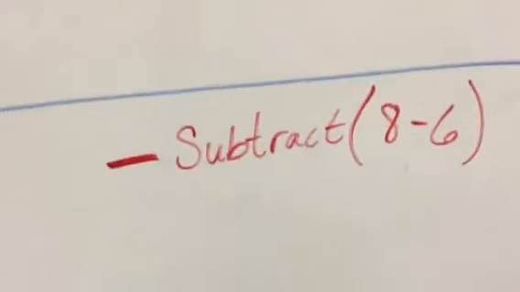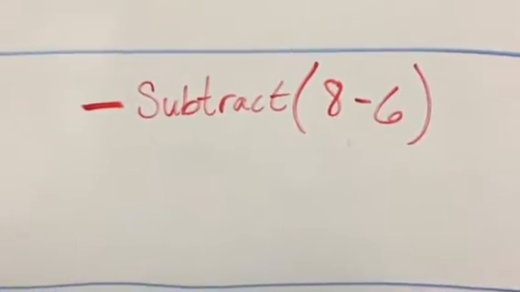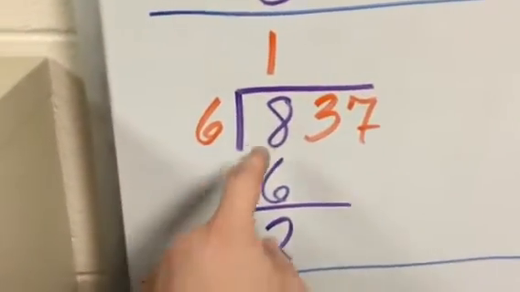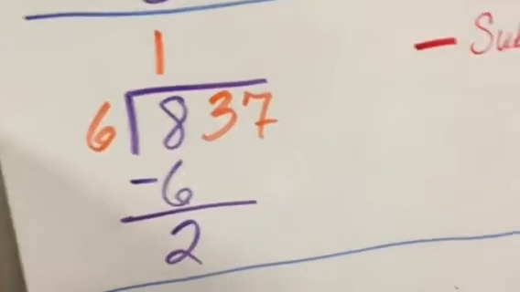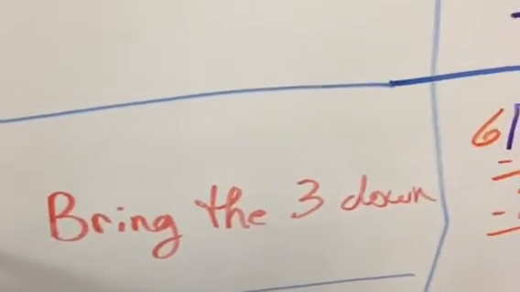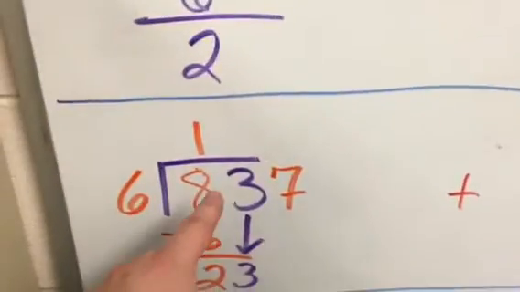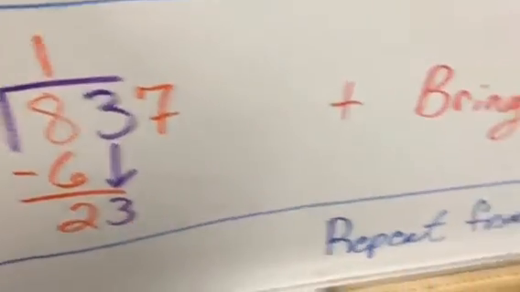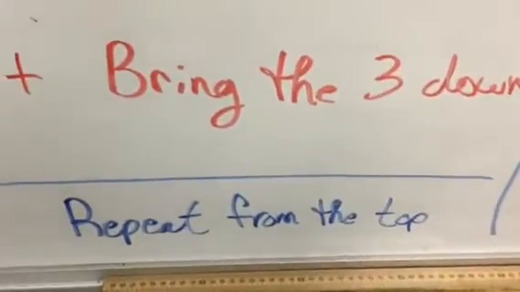Next we go to subtraction. We'll subtract the 8 minus the 6. You can see that those are in purple. 8 minus 6 equals 2. Next step, yes, I know it's weak, it's not really addition, but we're going to bring the 3 down. So we're going to add this 3 down here. So now we have 23. The next step, repeat from the top.